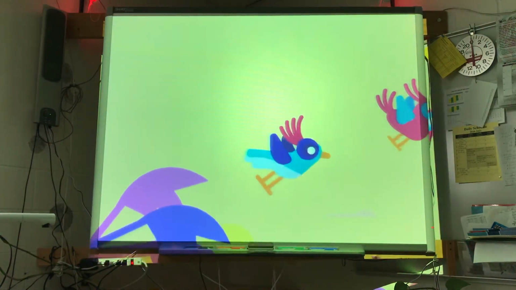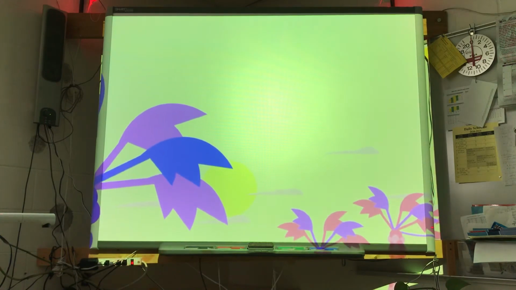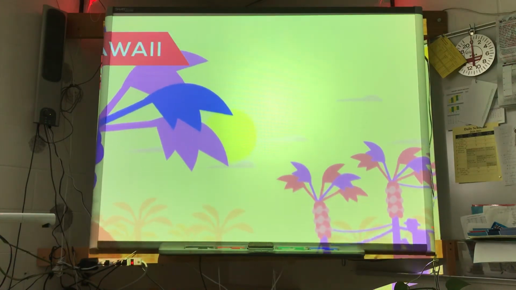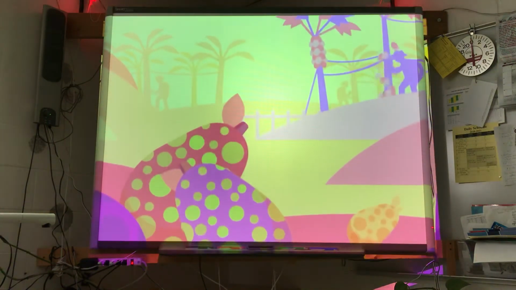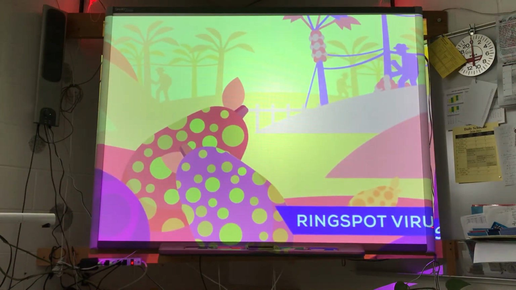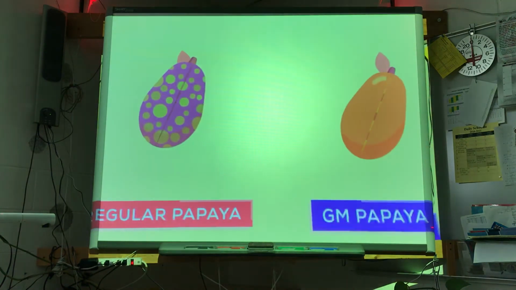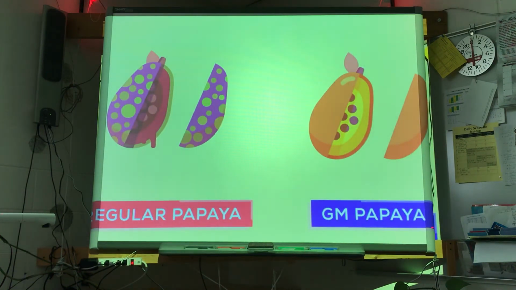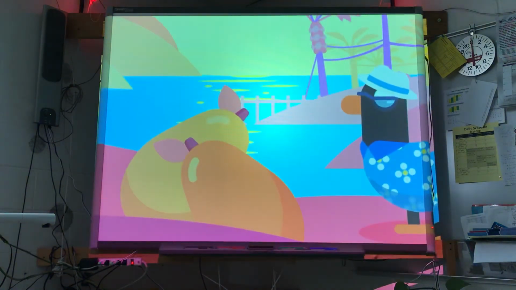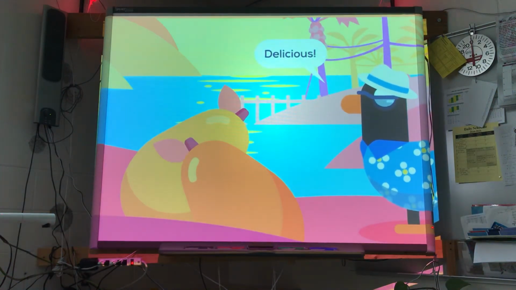And sometimes a GM approach is the only option. In the 1990s, the papaya industry in Hawaii was under attack from the ring spot virus, which threatened to wipe out Hawaiian papaya. The solution was a papaya genetically modified to be vaccinated against the virus. Without it, the state's papaya industry would have collapsed.